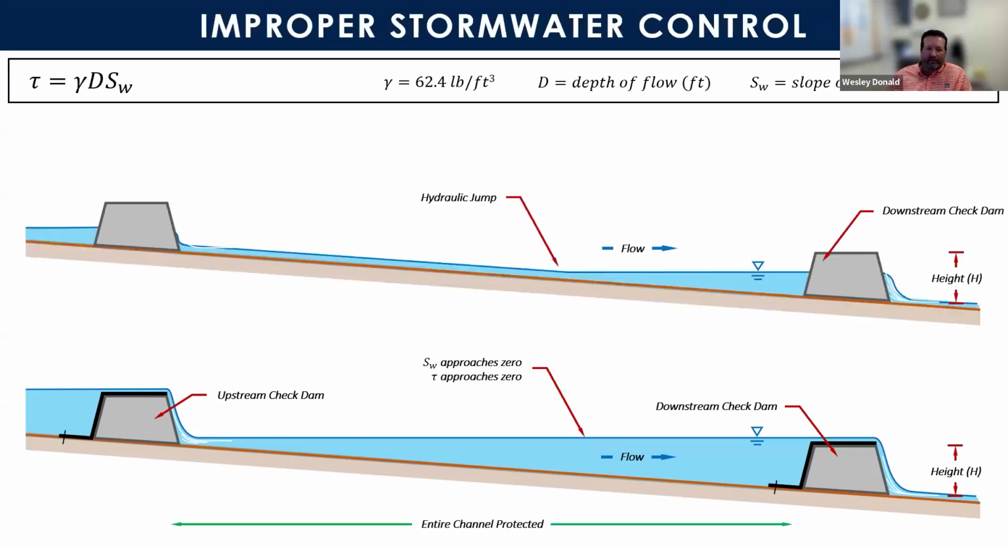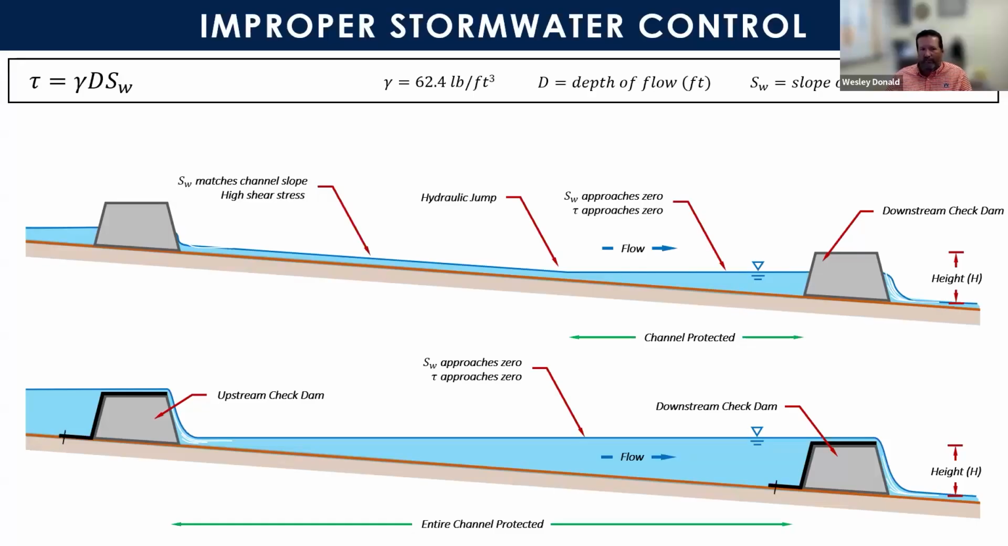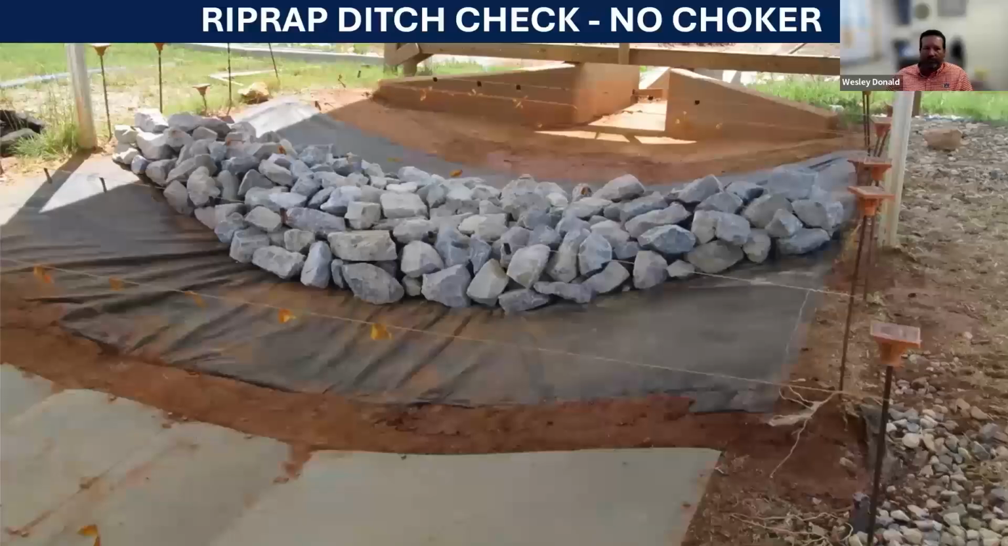But that also means that we've got to design it correctly. We've got to have check dams that are in place that are spaced properly. And we also have to have check dams that are in place that impound properly. So there are going to be areas where if it's not impounding correctly or it's not reaching the upstream check dam, then we're going to have high velocity eroded channels.